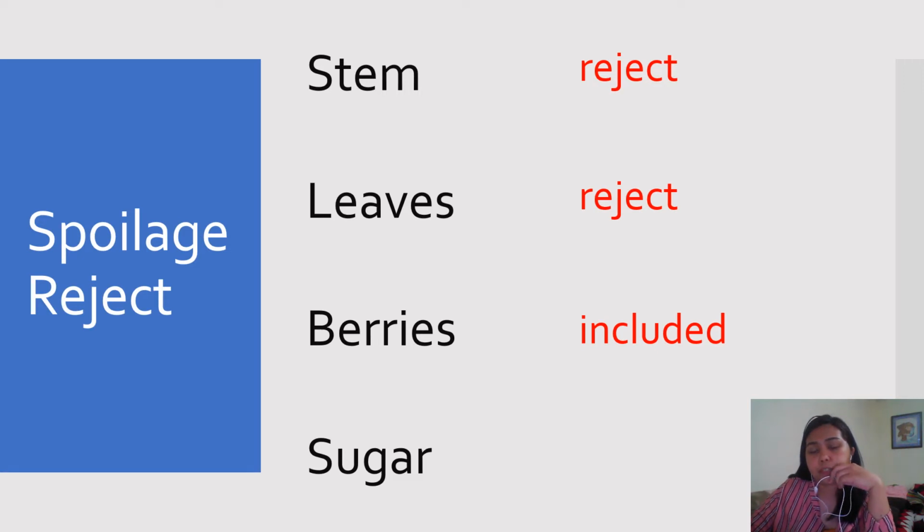Sugar, of course. Sugar po is raw material of strawberry jam. So, you will ask me, how about the seeds of the berries? Super liit po ng mga seed ng strawberry para po tanggalin po yan. And kasama po talaga yan sa strawberry jam.